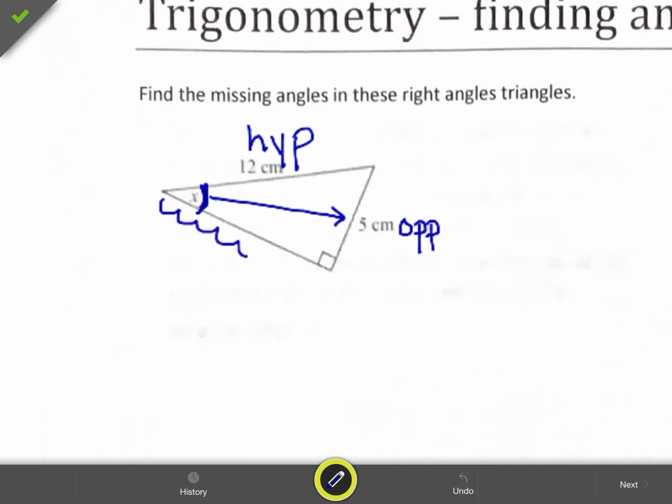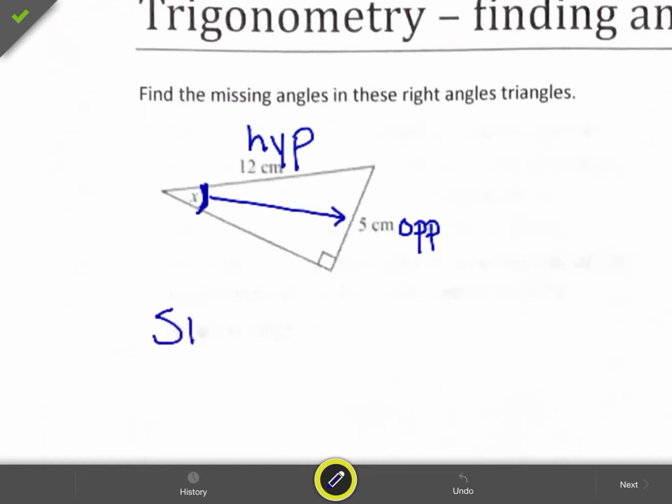Okay. Not going to label this side right here because there's no information on it, so we're not going to use it. So we're not going to label it. If we label it, we might confuse ourselves. So there's nothing on that side. We're not going to use it. Leave it alone. So now we have hypotenuse and opposite. So now we have to decide which trig function has those two pieces in it.